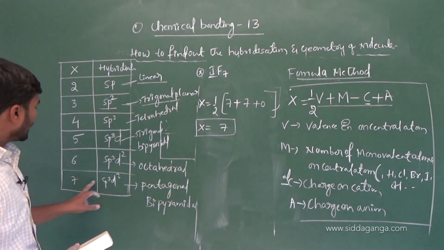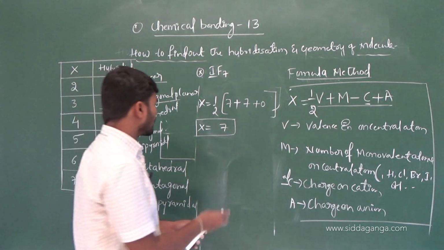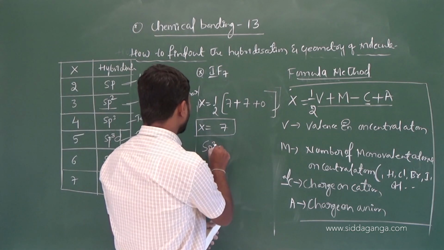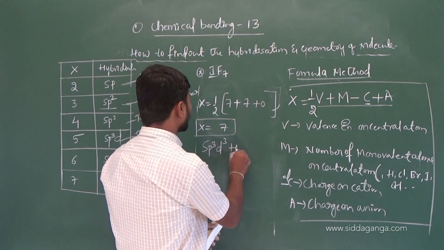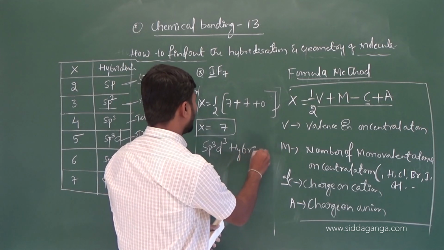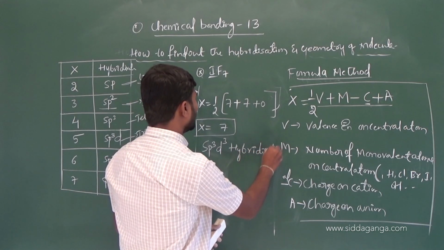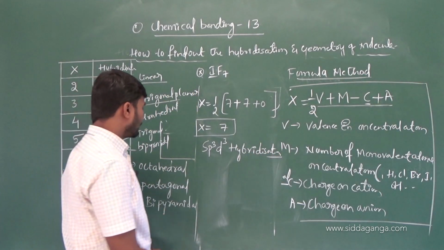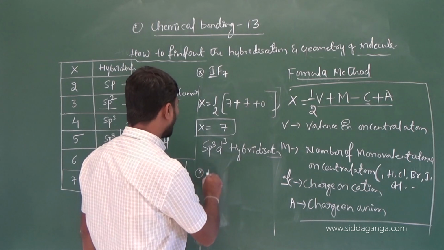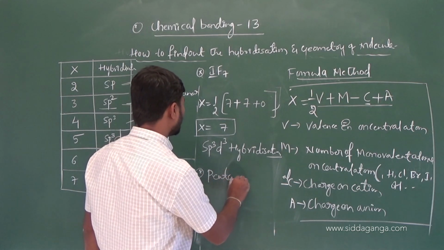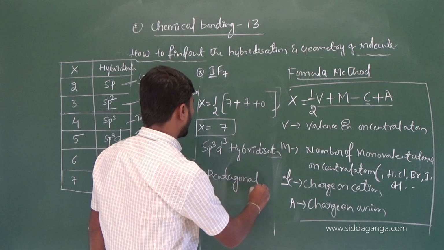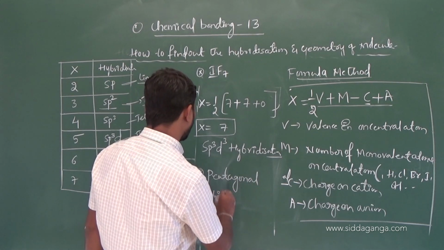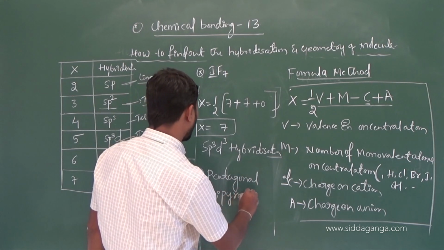If the value of x becomes 7, which type of hybridization is it? sp3d3 hybridization. Which type of geometry can it exhibit? Pentagonal bipyramidal geometry.